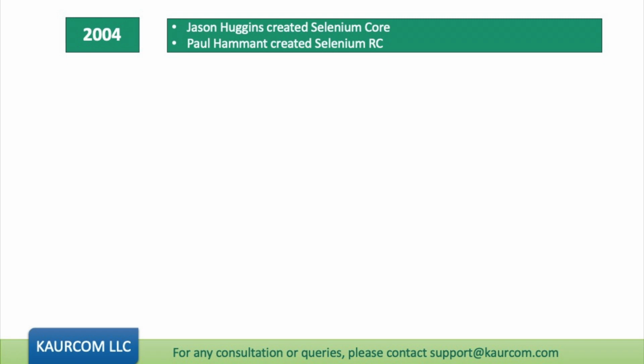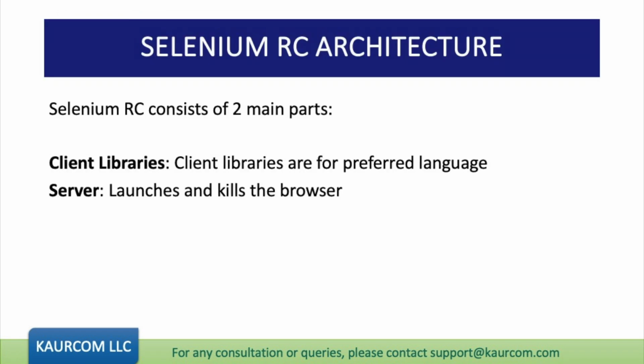Next, let's look into Selenium RC architecture in detail, and that will further clarify how all this works together. Selenium RC comprises of two parts. Number one, client libraries for the preferred computer language. Meaning, if you're writing test scripts in any of the supported languages, then client libraries will help RC server understand the instructions you are sending via programming language. And the server is to launch and kill the browser automatically.